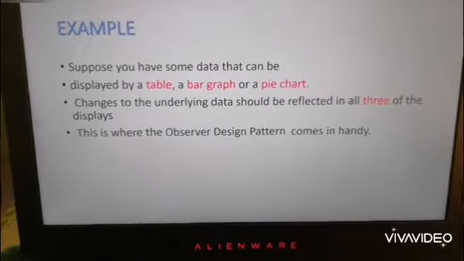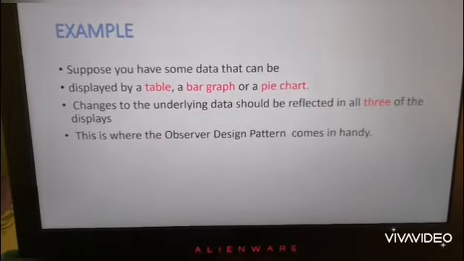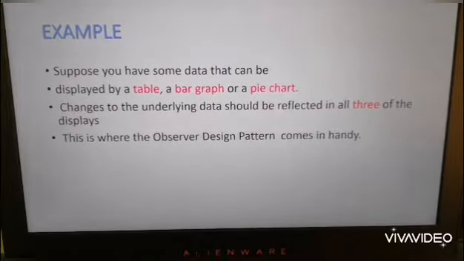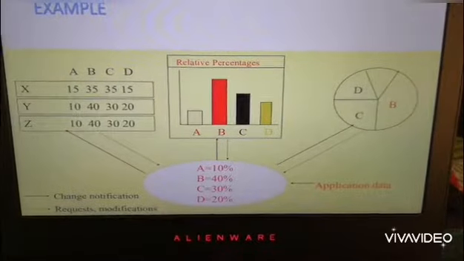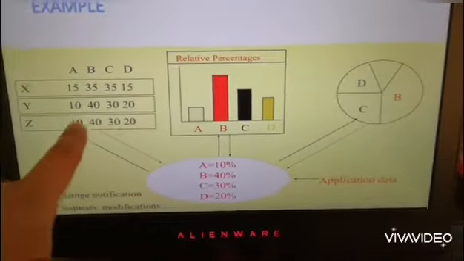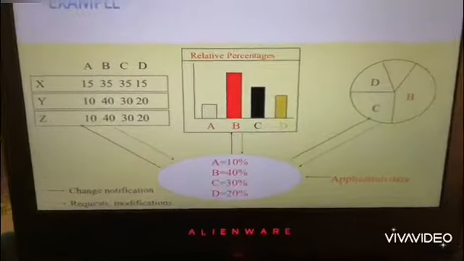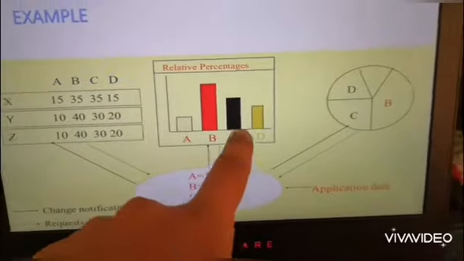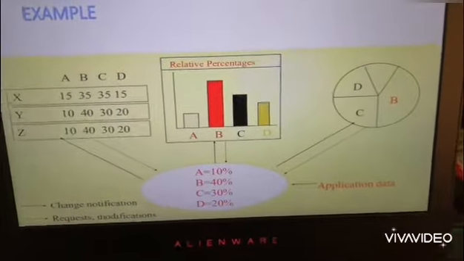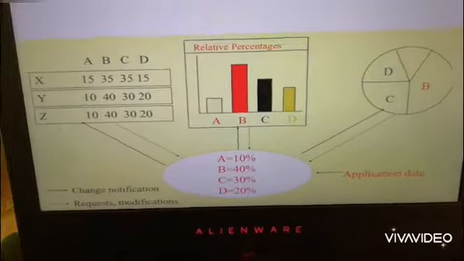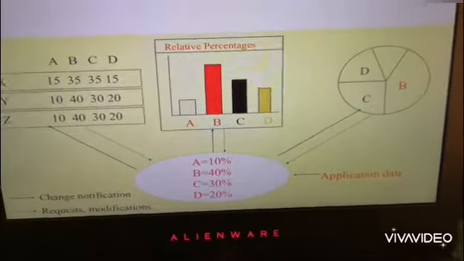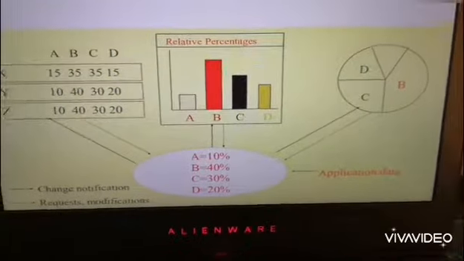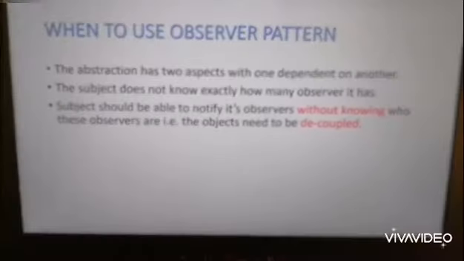As you can see, there are three types of display methods that you can use, that is, a table, a bar graph, or a pie chart. This is the data which we have, and if there is any change in this data, then it should be reflected in the bar graph, the pie chart, and the table. Now, if the notification occurs, it requests modifications in all three types of display methods and they get modified.